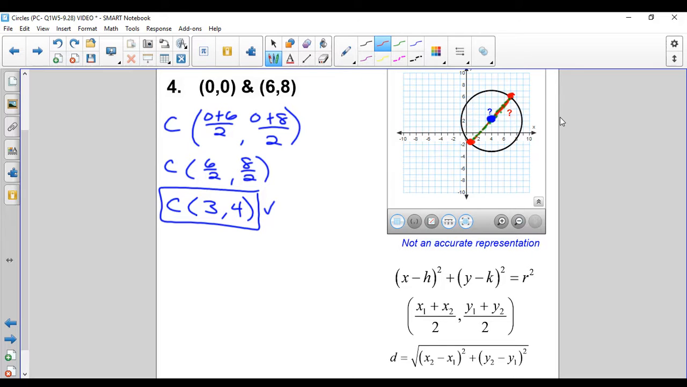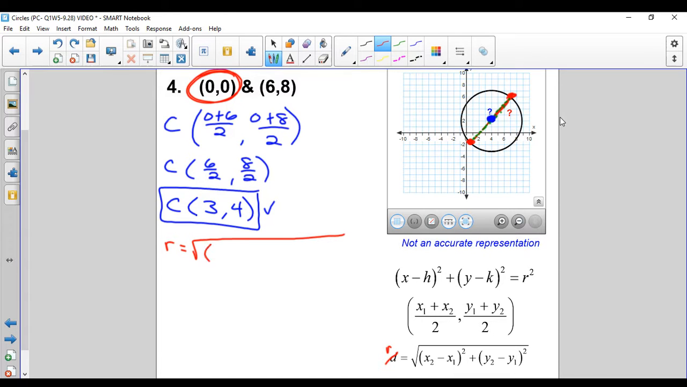Then I have two endpoints to choose from. Now we're just doing what we did in the last video. We have a center and some random point on the circle. We use one of those points. I suggest using the 0, 0. 0 is easiest to use. So instead of calling this the distance, I'm just going to call it the radius, because that's what it's going to end up being. So I'm going to call it the radius using the distance formula.